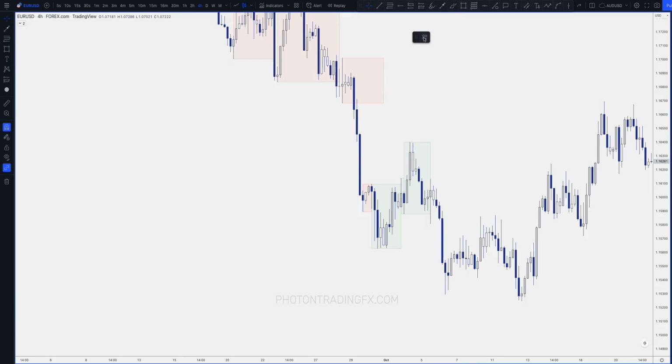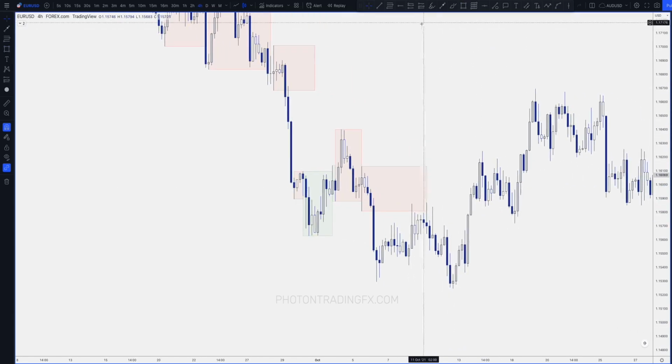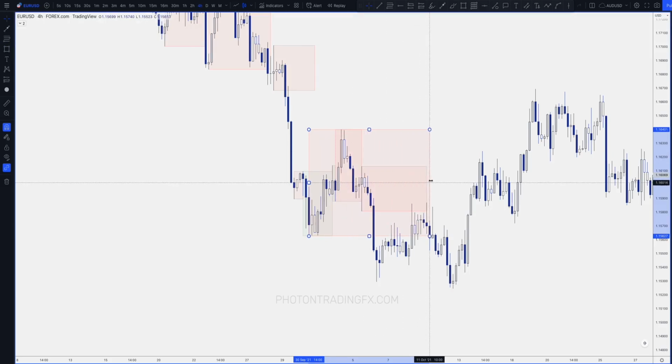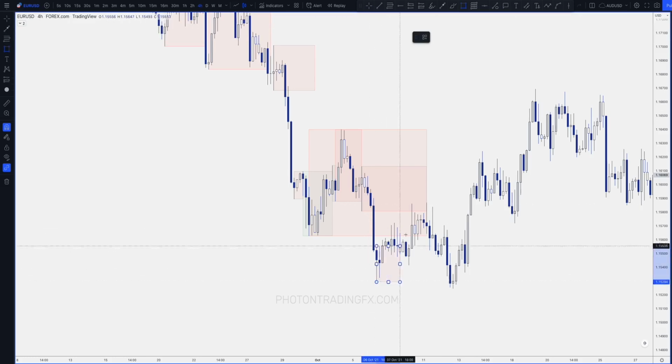Get a bit quicker at drawing this. And then again, we pull back up to mitigate that supply. And you can see the larger range, right? From the low to this high, you see how that was just one larger range for price to mitigate. But you've got those smaller ranges within there. And this is where the fractal nature comes in.